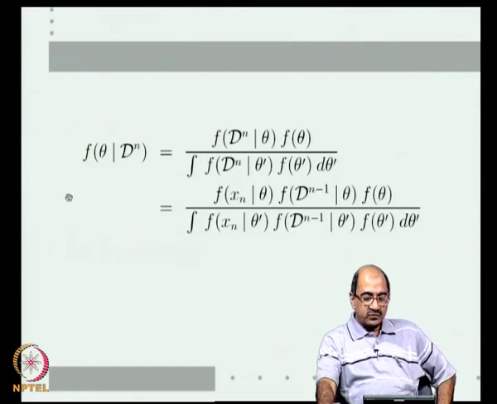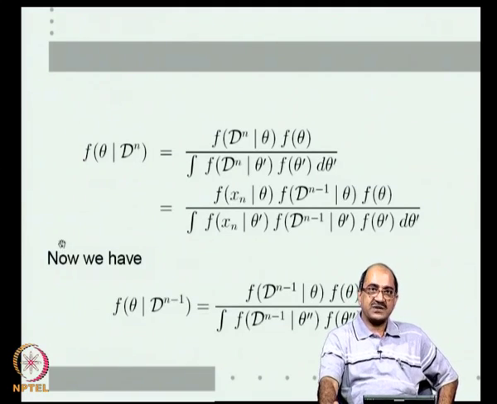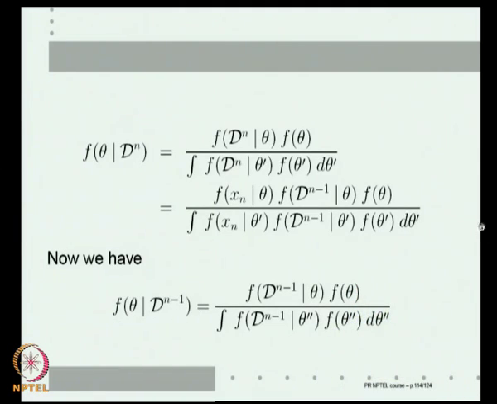Now, this is the posterior density after seeing n samples. So, if I wanted the posterior density after seeing n minus 1 samples, f of theta given D n minus 1, by this formula I would get f of D n minus 1 given theta, f theta, divided by some normalizing constant. So, let us choose some other dummy variable here: integral f of D n minus 1 given theta double prime, f theta double prime, d theta double prime.